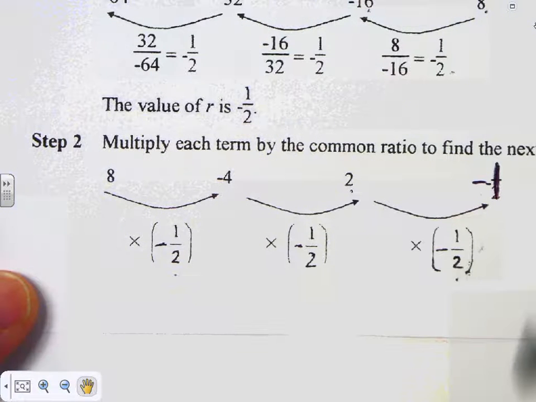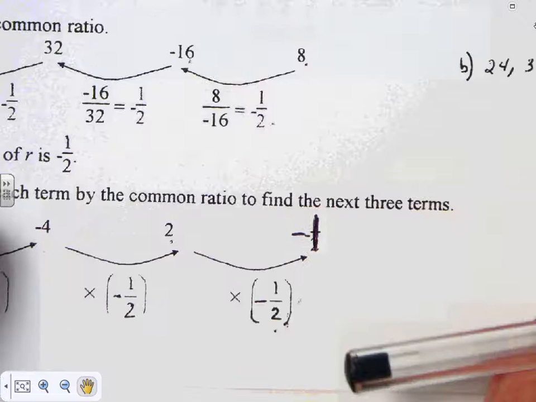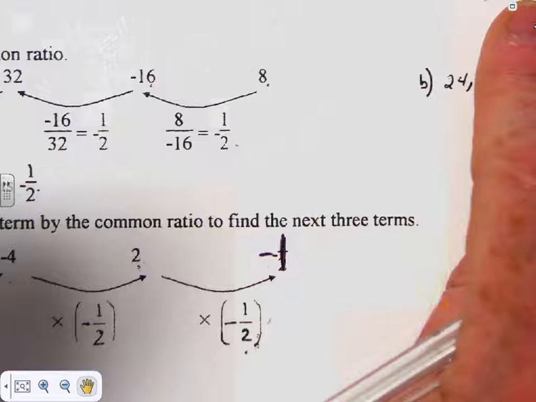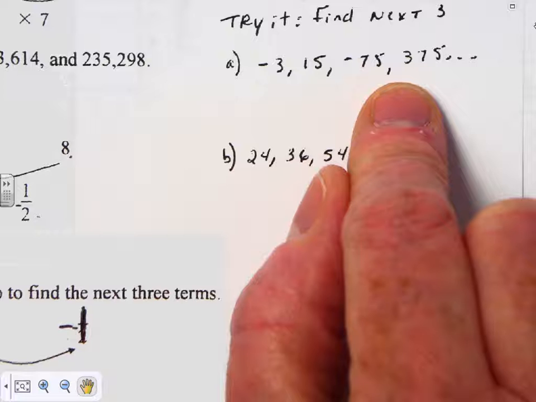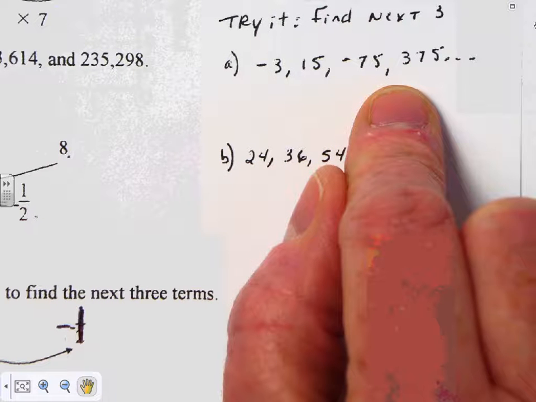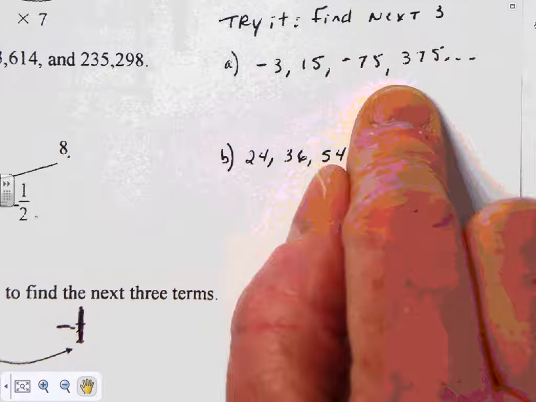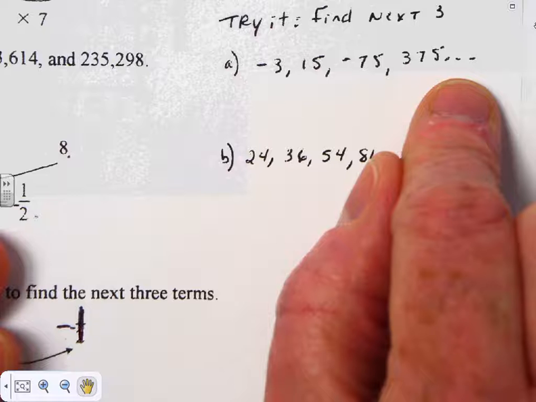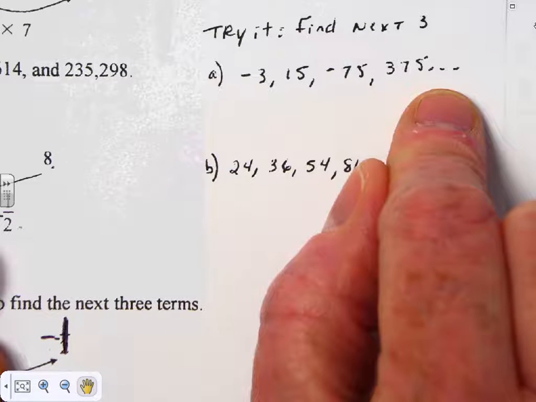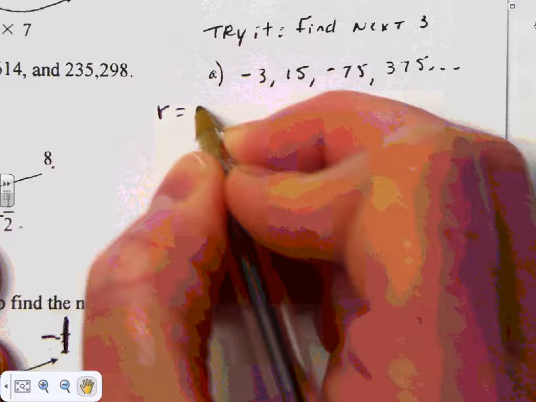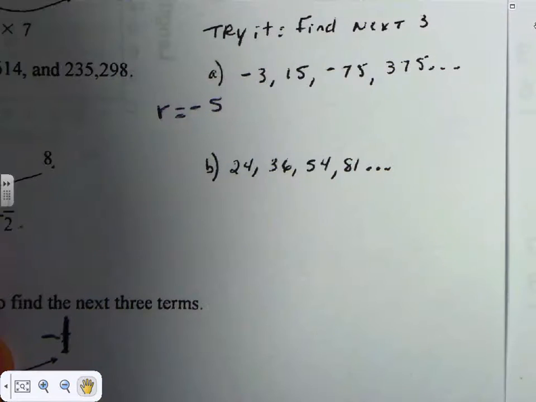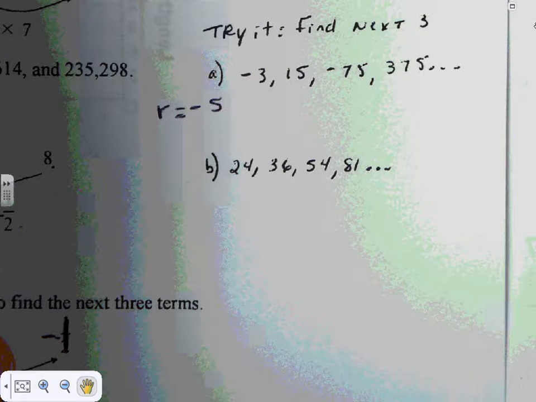All right, see if you can do the try-its there. It says find the next 3 terms. So see if you can figure out what the ratio is, and then find the next 3 terms. Tell me what you get for your r value. Negative 5, good, okay. So now you just grab your calculator and go crazy.